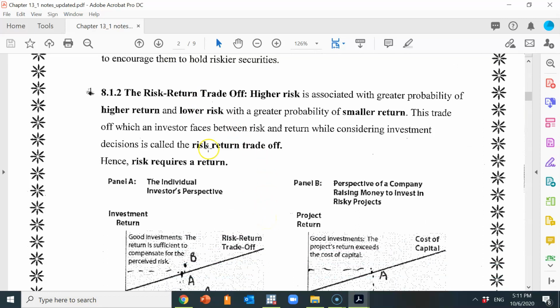We also have this risk return trade-off theory. Higher risk is associated with greater probability of higher return, and lower risk is with a greater probability of smaller return. This trade-off, which an investor faces between risk and return while considering investment decisions, is called the risk-return trade-off. Okay, higher risk, higher return. Lower risk, lower return. Hence, risk requires a return.